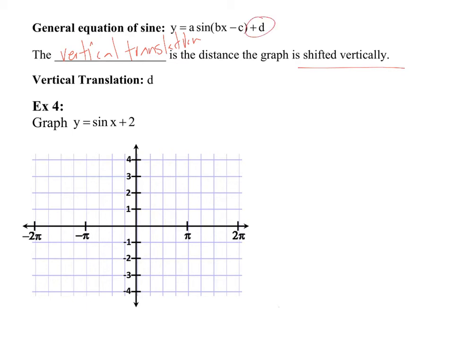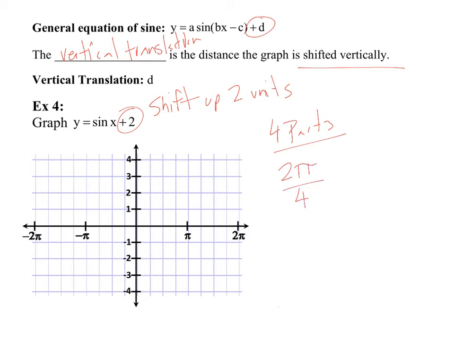So what's happening with this graph? Just by looking at it, all the key points are going to shift up 2 units, and nothing else is going on with the graph. So I know I divide the graph into 4 parts. The normal period is 2 pi. I divide that by 4, and I get pi over 2.